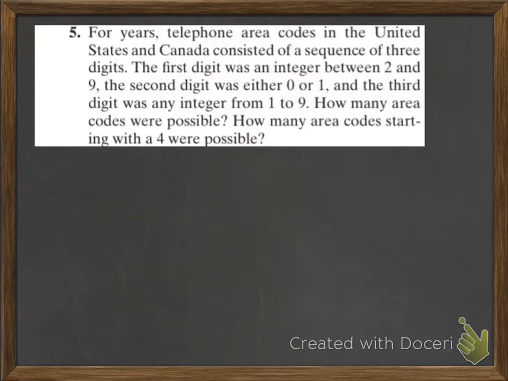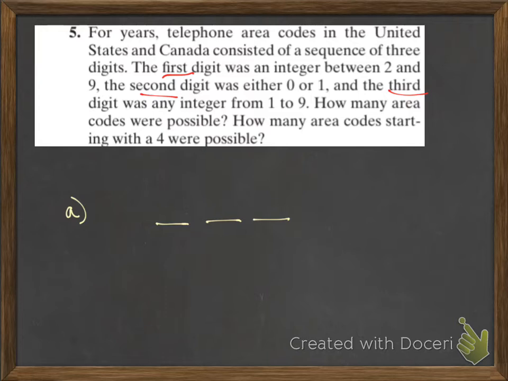For years, telephone area codes in the United States and Canada consisted of a sequence of 3 digits. The first digit was an integer between 2 and 9. The second was either 0 or 1, and the third was an integer from 1 to 9. How many area codes were possible? So we have these words again that signal to you first, second, third. So order matters, right? We have an order. The first digit is different than the second and different than the third.